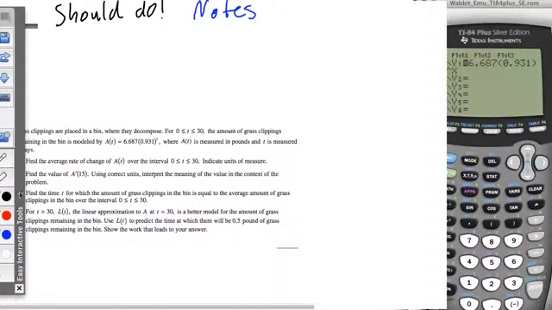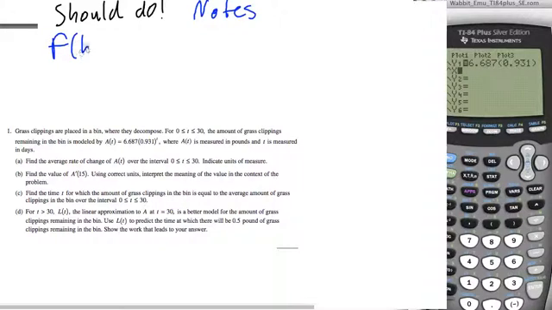Okay, question 1. Find the average rate of change over the interval 0 to 30. So the average rate of change is that formula f of b minus f of a over b minus a, right? This is the average rate of change in f. An average rate of change is just another way of saying, hey, the slope from point A to point B, right? The secant line slope. So it's basically the slope formula.